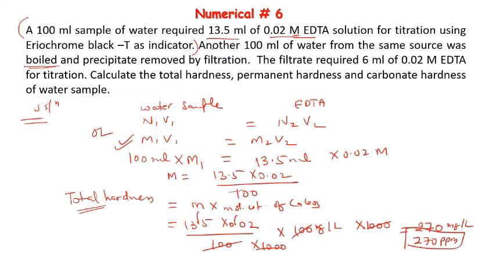The next part is the permanent hardness. Since we removed the temporary hardness, what we are going to calculate for this water sample is the permanent hardness only. So in the second part, 100 ml of this sample after boiling requires, so molarity is not known to us, 6 ml of 0.02 molar EDTA. Okay, so molarity from here we can calculate is equal to 6 into 0.02 molar divided by 100 ml.